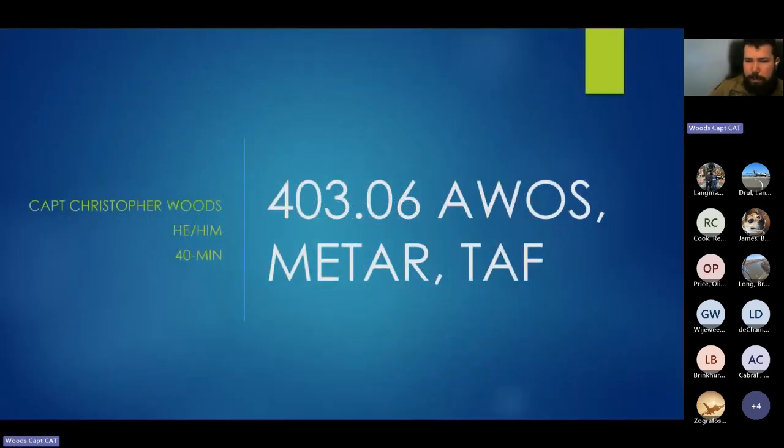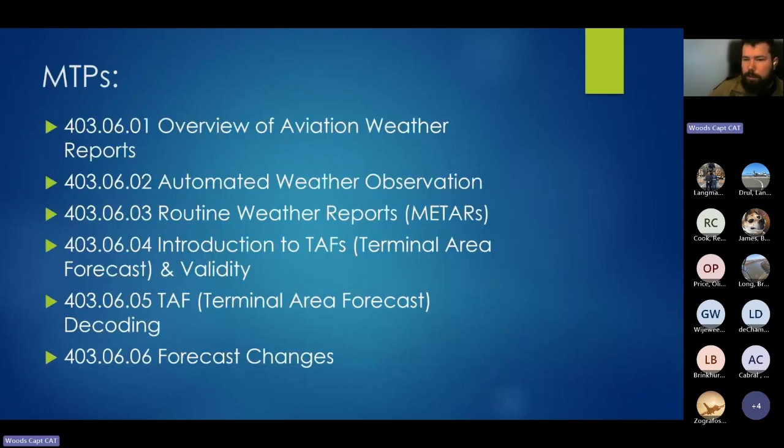So we'll get started with our last lesson, which is going to talk about weather reports and forecasts, which are METARs and TAFs. So we will get into it. We're going to go through an overview of what weather reports are, automated weather observation, and then something called routine weather reports, or METARs, TAFs, which are terminal area forecasts, and how to read these different types of forecasts.